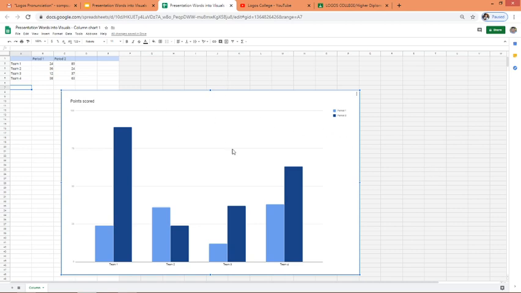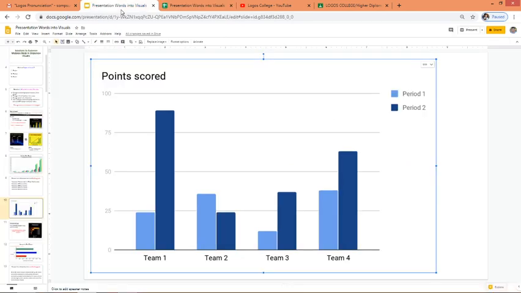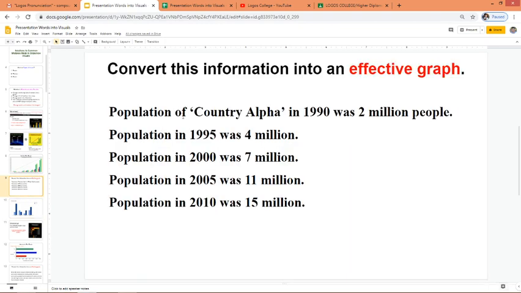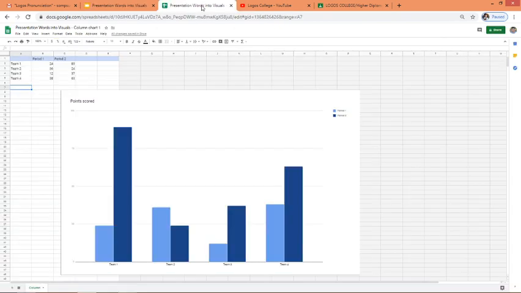All right, first, let's give our graph a title, right? And the title, remember, needs to explain to the audience what the graph is about. And this graph is going to be about the population of country alpha. Okay, let's go back to here.